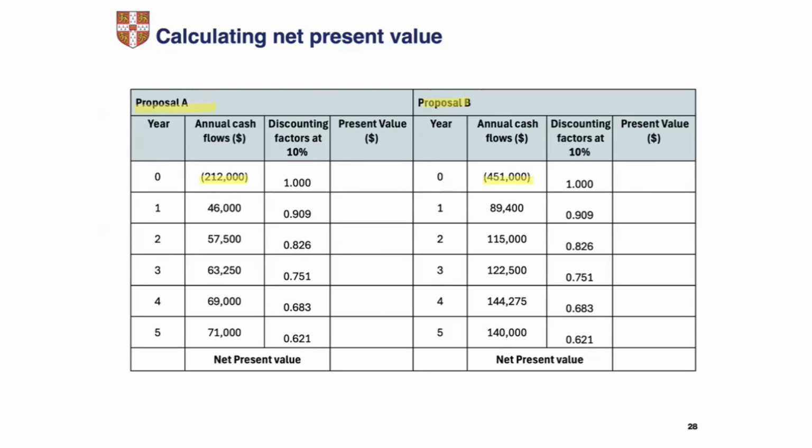How much will it give? What is the cash inflow? This one says it will give $46,000, $57,000, $63,000, $69,000 in the fourth year, $71,000 in the fifth year. These are the future earnings from the online magazine, from proposal A, the software company that proposed A. Then the software company that proposed B says that it will cost you guys $451,000, but it will give you these inflows. So my question to you, Cheryl, is which is better, A or B?